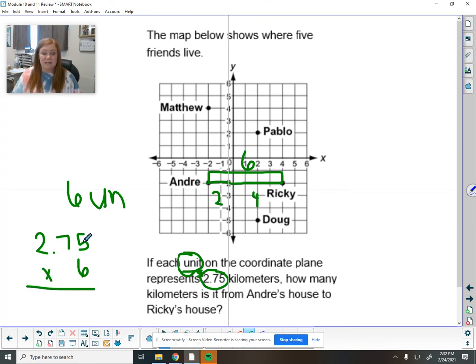So go ahead and pause and find out how many kilometers it is from Andre to Ricky. So here's 30, 42, 43, 44, 45, and 12, 13, 14, 15, and 16, but we have 2 decimal places. So it is 16.5 kilometers to get from Andre to Ricky's house.